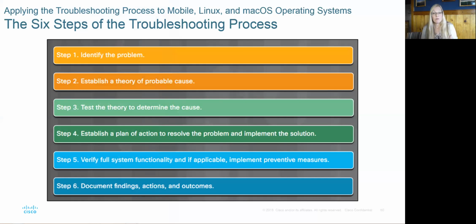If you don't fix the system at step 3, then you're going to have to do more research, right? Establish a plan of action. Do more research. You know, Google solutions, check forums, other things like that. Step 5, verify that your system is working and implement preventative measures. So do some preventative maintenance.